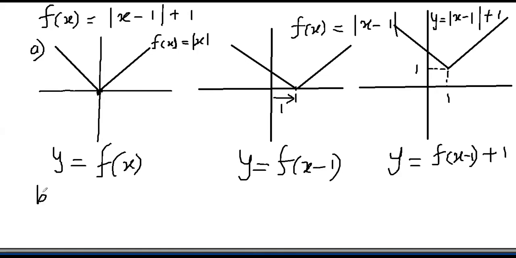In part B, we have to state the range of the function. Range means output. Output means y. We can see always y values are greater than or equal to 1. Therefore, the range is y greater than or equal to 1, or f(x) greater than or equal to 1.